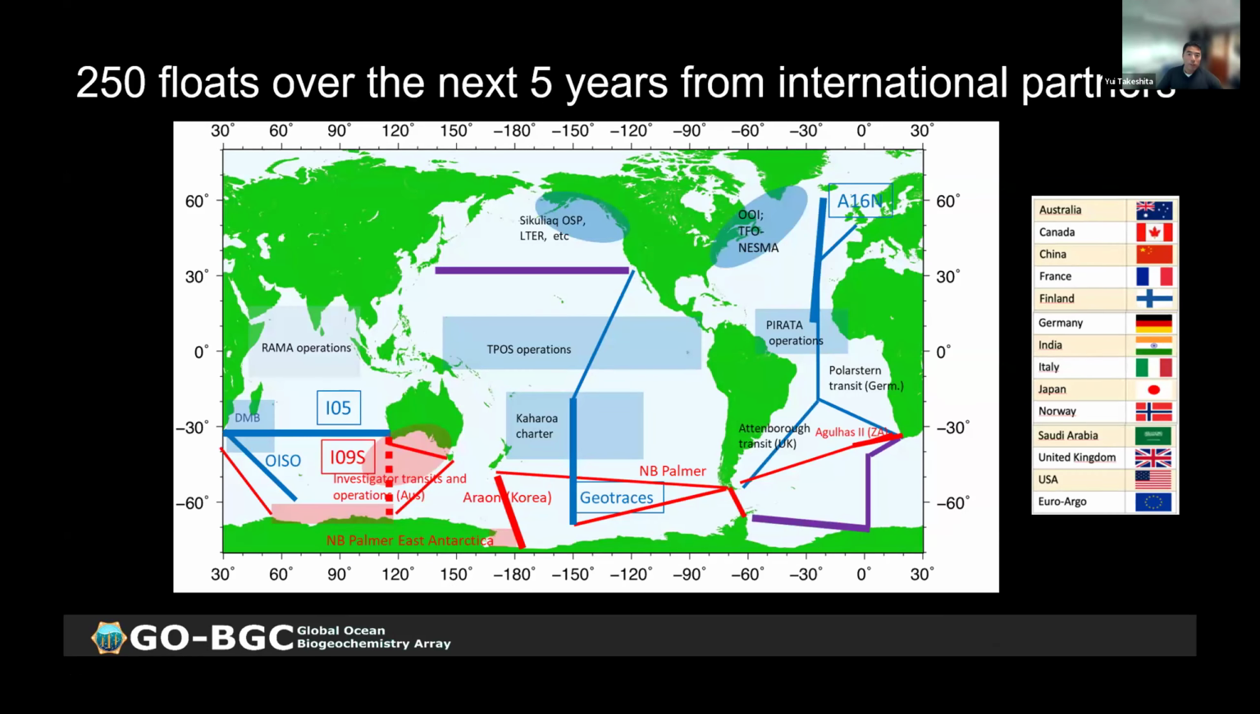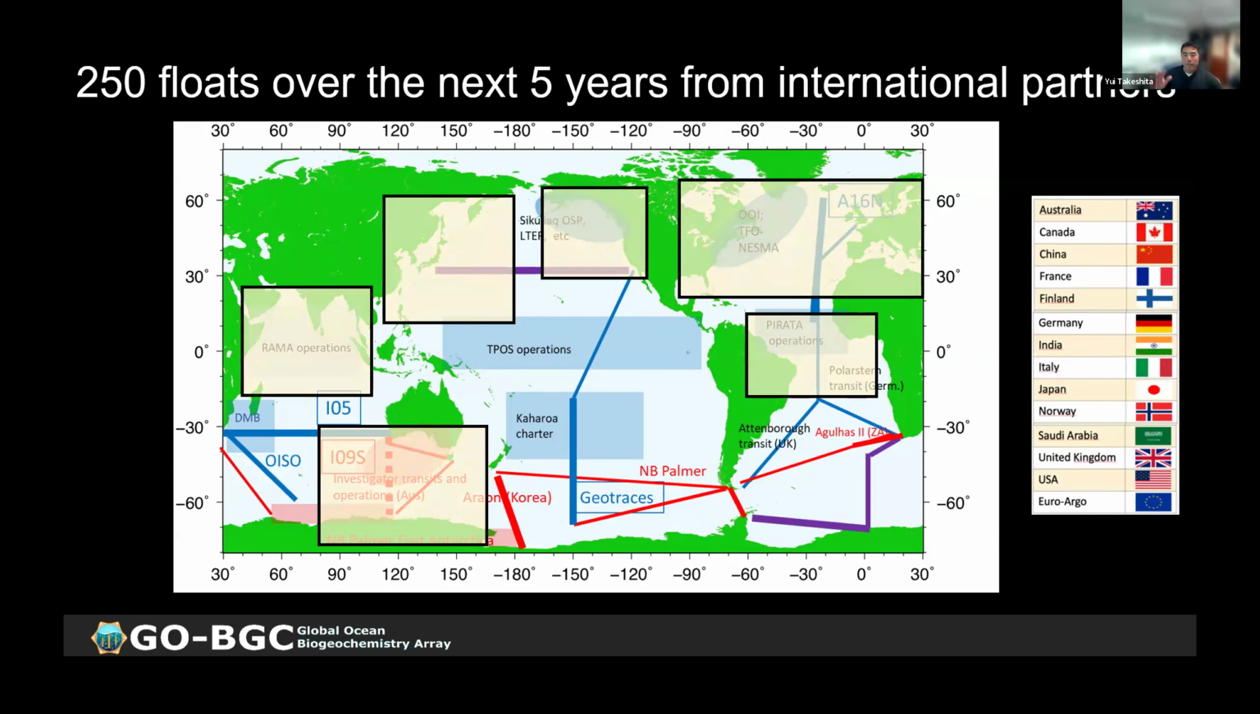So in addition to this, there are about 250 BGC floats over the next 5 years scheduled from international partners. These are plans. Not all funding has been secured for these. And so this is around the locations where the international partners shown on the right are scheduled to deploy floats.